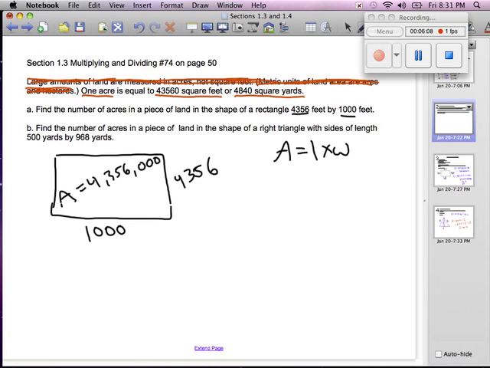4,356,000 what? Bananas? No. Feet? No. Square feet. Did we answer the question? No, because they're asking us about acres. How many acres? We need to take our 4,356,000 and divide it by the 43,560 that they gave us in the beginning.